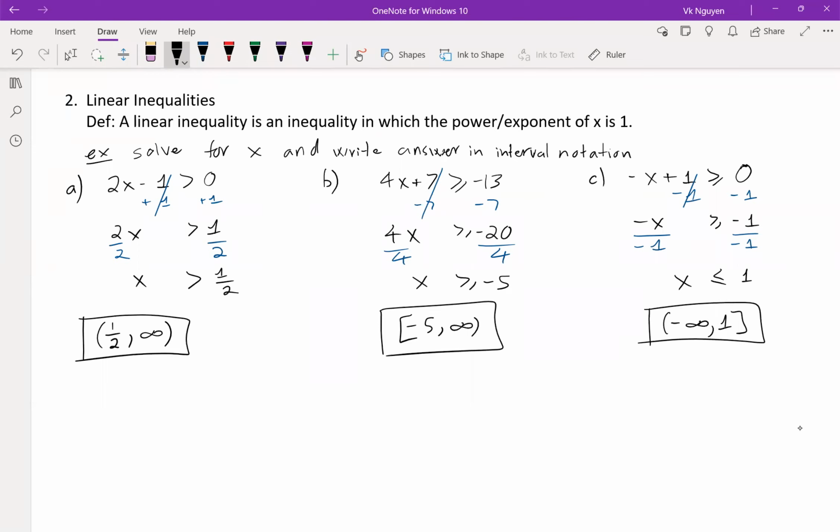The interval notation is very useful in writing out the domain of a function, range of a function, increasing and decreasing intervals, and many cool things that we're going to study later on.